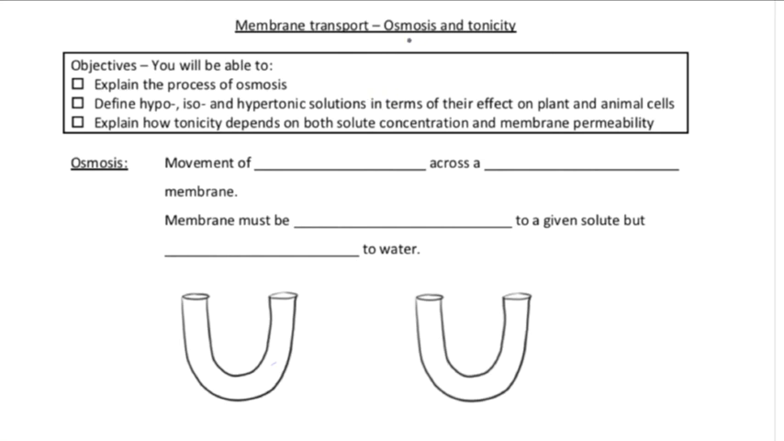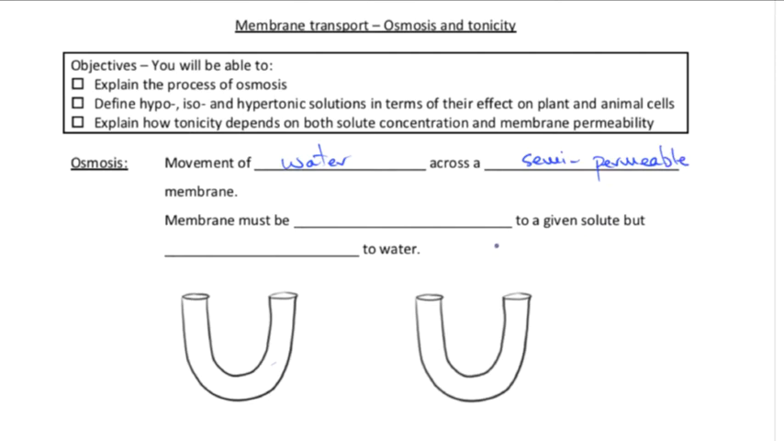In this lesson, we'll discuss osmosis and tonicity, and here are your objectives. First, to define osmosis. Osmosis is the movement of water across a semi-permeable membrane, meaning a membrane that lets some things through but doesn't let other things through. And you'll sometimes see that written as selectively permeable as well.